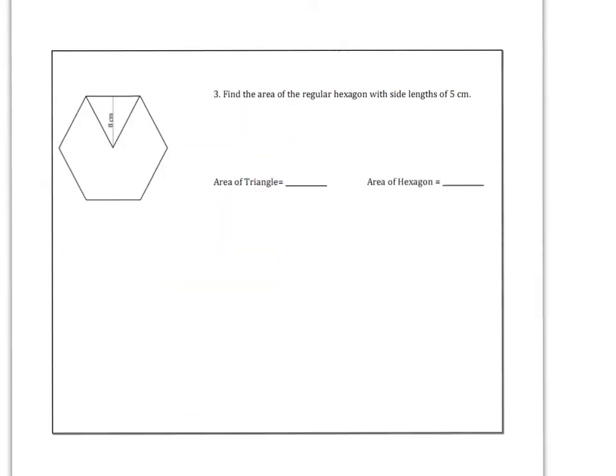So think back to middle school, maybe even elementary school. You might have been given a problem like this before where it says find the area of the regular hexagon with side lengths of 5 centimeters. Well, hexagon has 6 sides and it's regular, which means all the sides are the same length. So if one side is 5 centimeters, all the sides are 5 centimeters, all the way around.